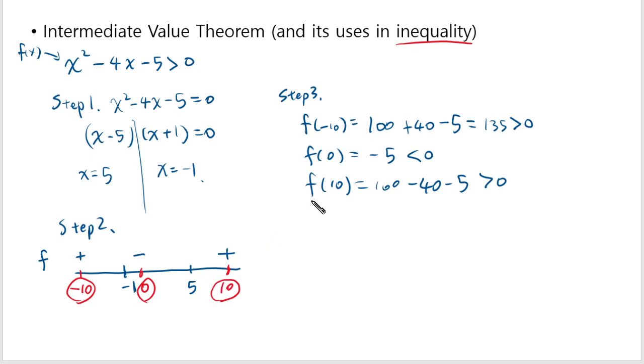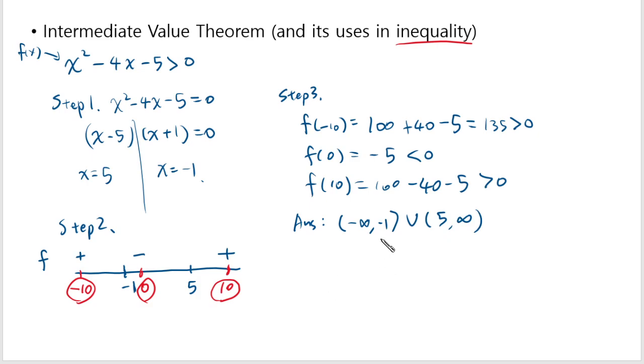And then once you figure out the values of the test points, you can now write the answer down. So the answer is, x has to belong here and x has to belong here. So there are two intervals where this inequality is true. That's the interval from negative infinity until negative 1, union the interval from 5 to infinity.